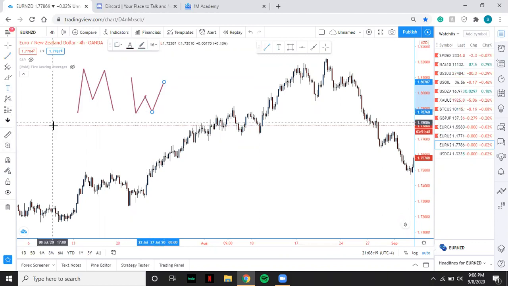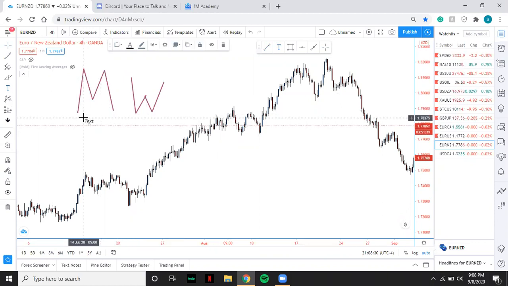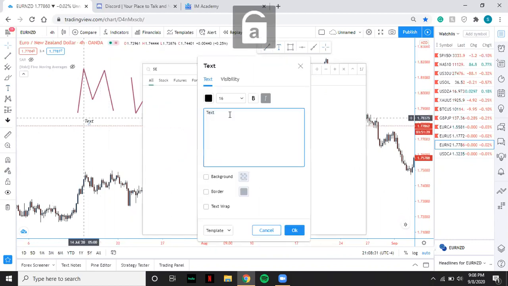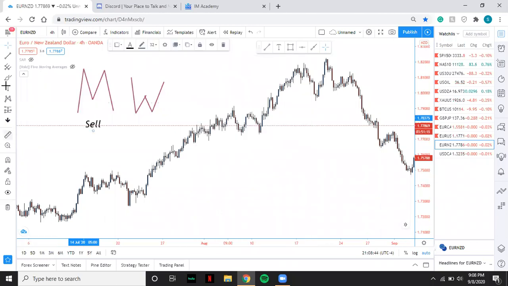When you see an M, you will sell. Sell meaning when you see an M, you're predicting that the market is going down, so you will place the sell. I'll just type it so everybody can see what I'm talking about, and if you're taking notes, I'll type it out for you as well. And when you see a W, you will buy.